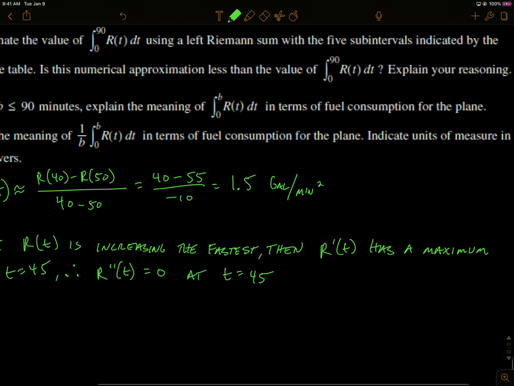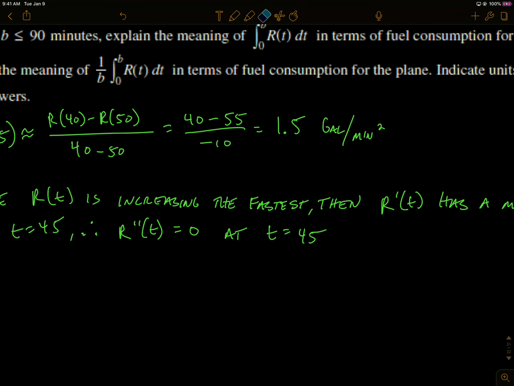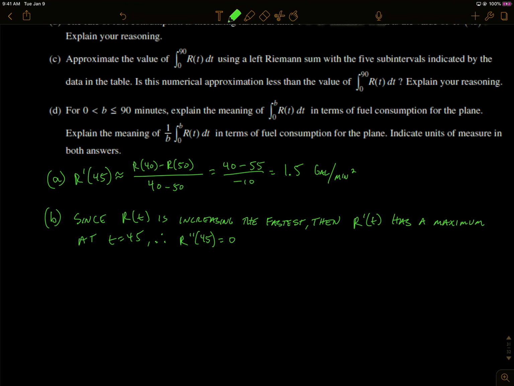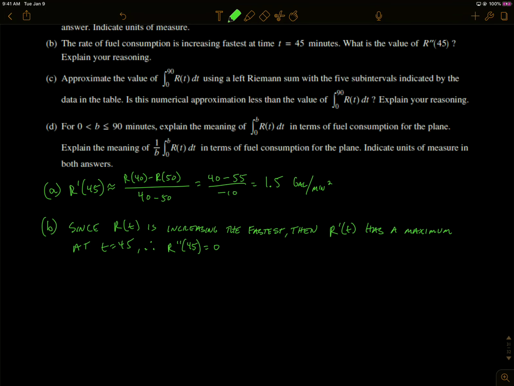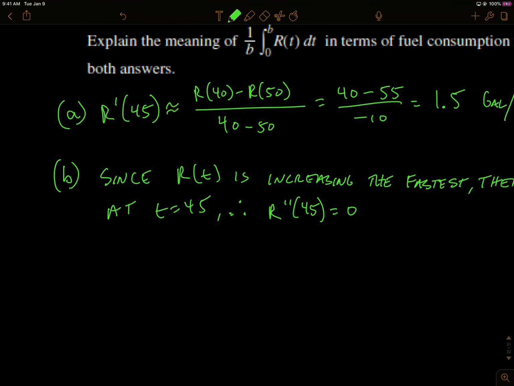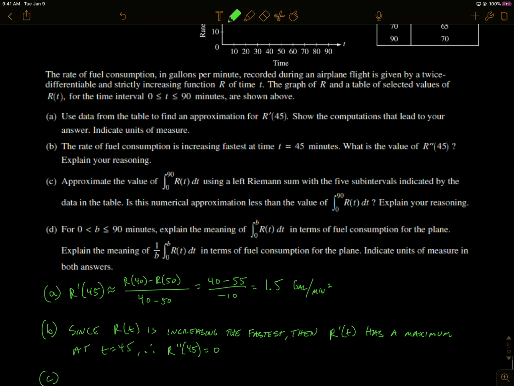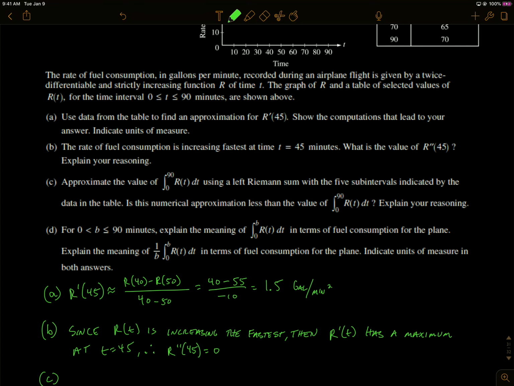They asked it as r double prime of 45, so I could just write it that way. Therefore, r double prime of 45 equals 0. We know that that second derivative there has a 0 because the first derivative has a maximum. So it's got to cross the axis. The derivative, where there's a maximum, then the derivative of that has to cross the axis, changing from positive to negative. All right, C.